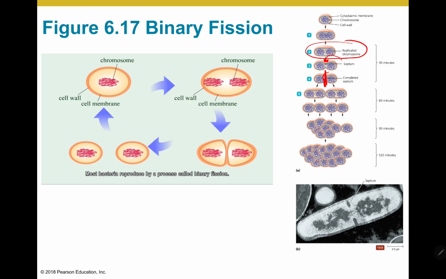Again, this cell elongates. You're duplicating the DNA. You have that cross wall, or that septum, forming. That cross wall completes, separating the two cells that have the exact identical information. You can see that septum right here, that cross wall forming.